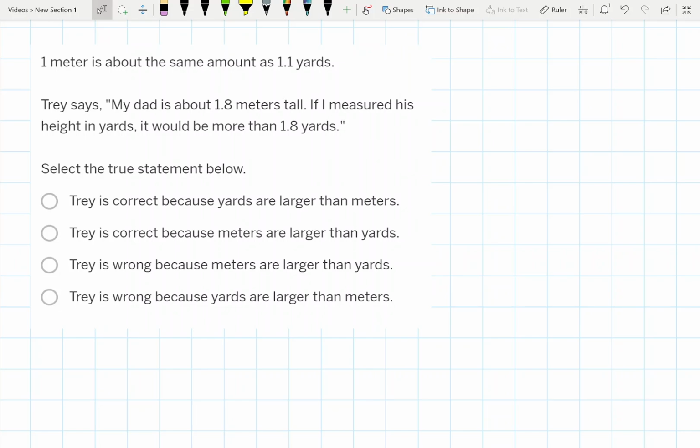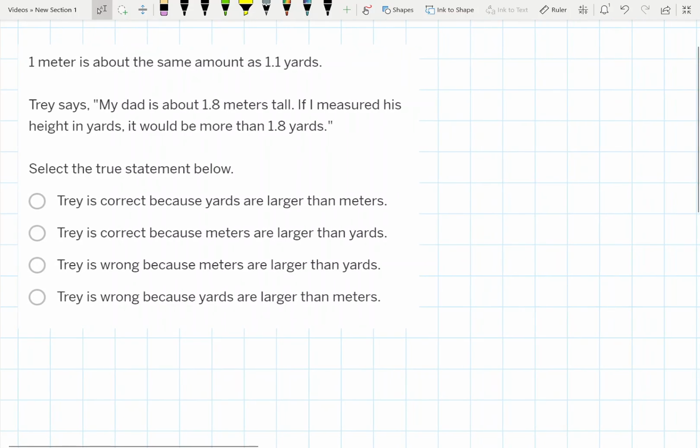So we have two things we need to decide. First, is Trey correct or is he wrong? And second, what's the reasoning? Is it because yards are larger than meters, or is it because meters are larger than yards? So let's think about that second part first. Let's try to figure out the relationship between meters and yards.